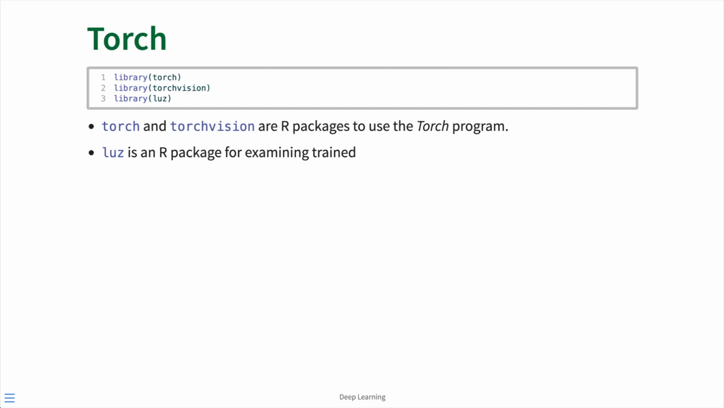We're going to use an application called Torch to build neural networks. This is not an R program in and of itself, but there is an R package which enables us to use it. This package is called torch, and since in this example we're going to be analyzing image data, we're going to need another package called torchvision that has some useful tools for doing that, as well as a package called luz, which helps us create deep learning models in R.